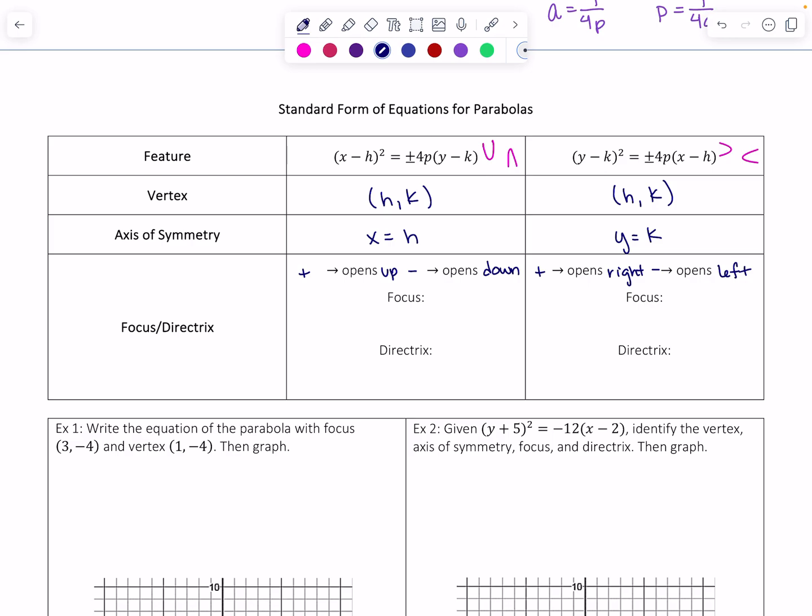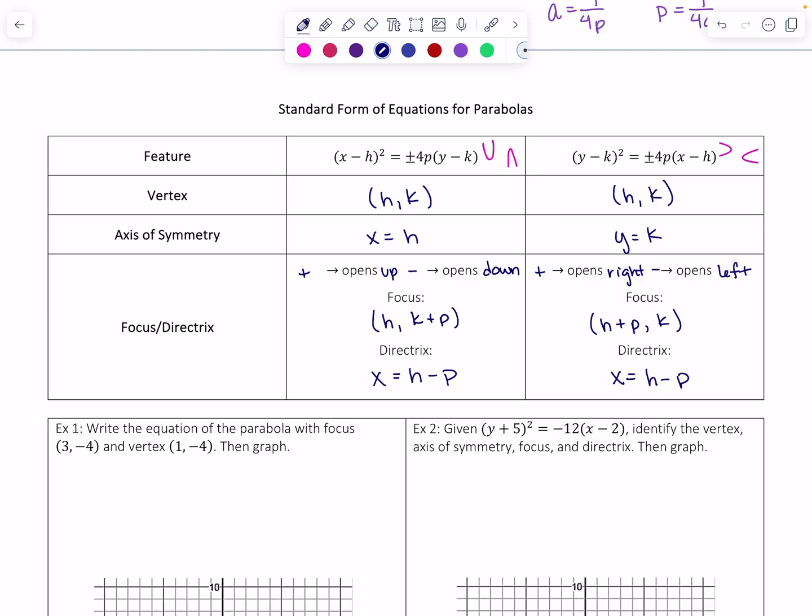So remember that the p-value is the distance between your vertex and your focus. When we're thinking about the point for our focus, we know it's going to be at (h, k + p), but your directrix is going to be at y = k - p. And for the ones that are going left and right, we now have the focus at (h + p, k), and our directrix is at the line x = h - p, because our directrix is now going to be a vertical line.